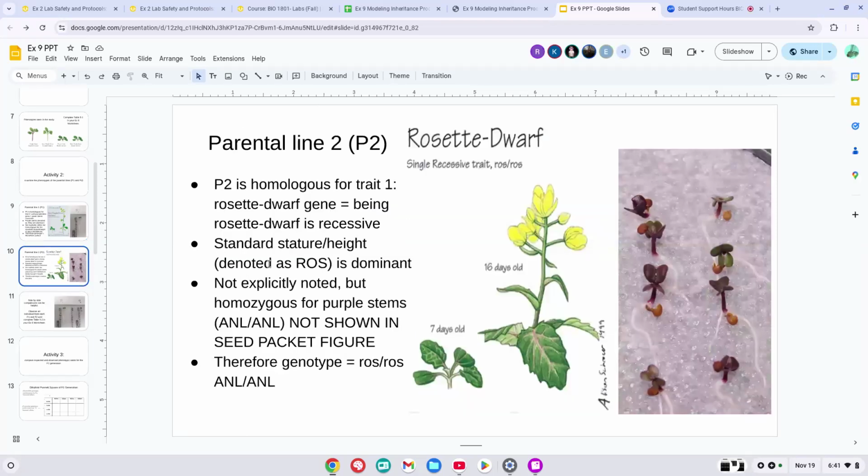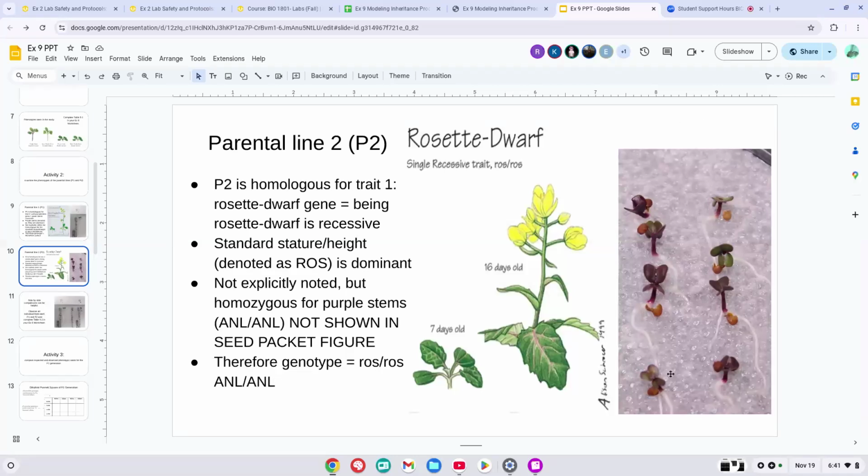And then we can look at parent 2, right? This is a rosette dwarf. That's what we were just looking at. So P2 is homozygous for trait 1, the rosette dwarf gene. Being rosette dwarf is recessive, so it's ROS as lowercase. We know standard stature is denoted as ROS dominant, and we know this is lowercase because it's short. Not explicitly noted, but they're homozygous for purple stems, so A and L, not shown in the packet figure, but we can see the purple up here. Therefore, the genotype is ROS and ANL.